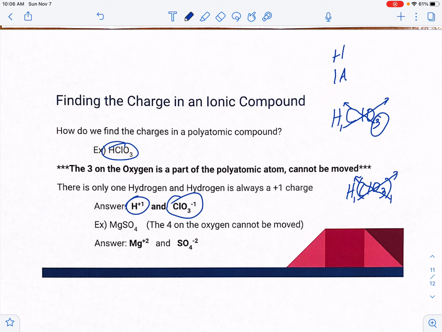And again, you can always refer to your polyatomic list if you want to make sure, because chlorate is always going to be ClO3 with a minus 1. So make sure to check your periodic table and your polyatomic ion list.